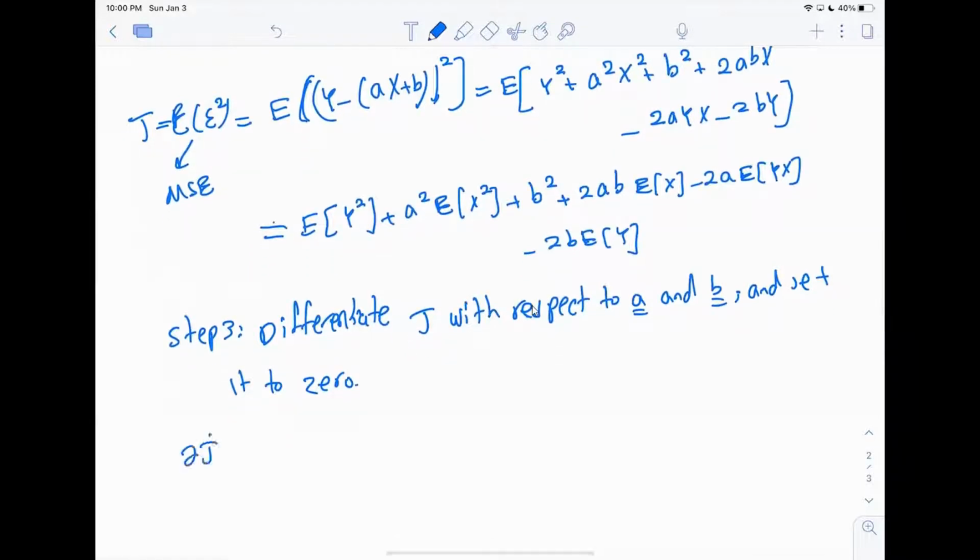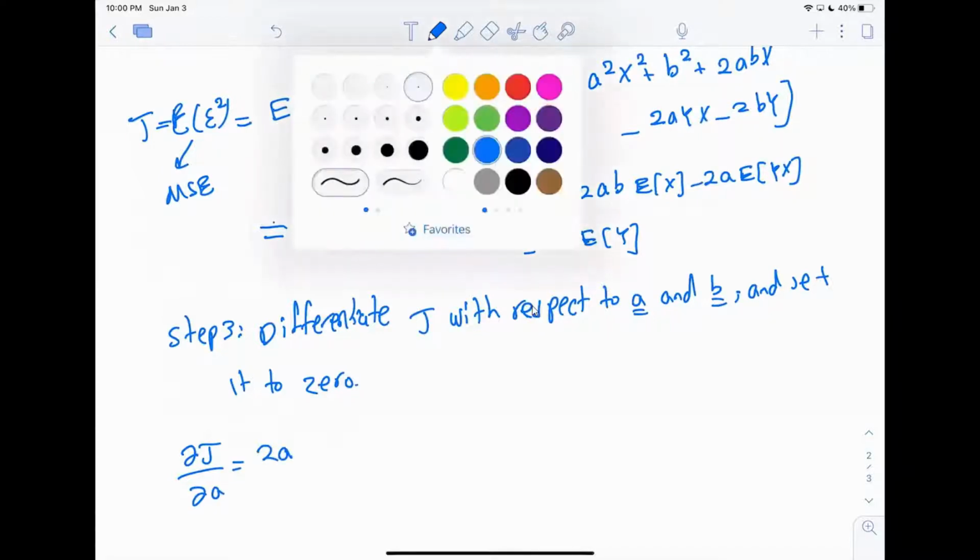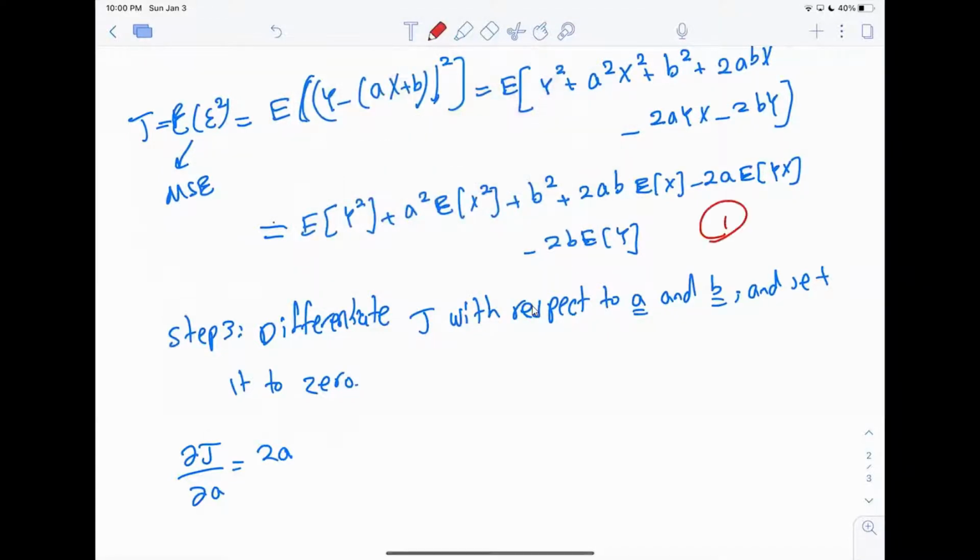So ∂J/∂a: there are two parameters. ∂J/∂a is equal to 2a E[x²] plus 2b E[x] minus 2 E[xy], remember b is constant when you differentiate with respect to a. This is E[yx], which is equal to E[xy], right? Equal to 0. I'm using this equation currently. Let's name it equation 2 from now.